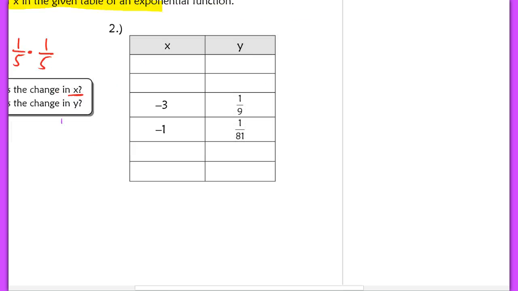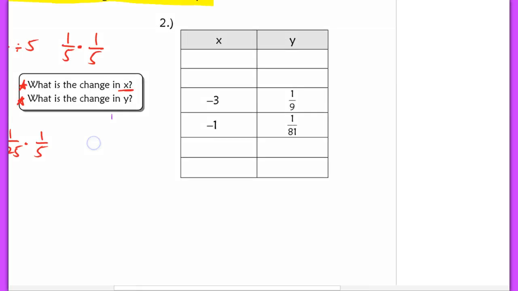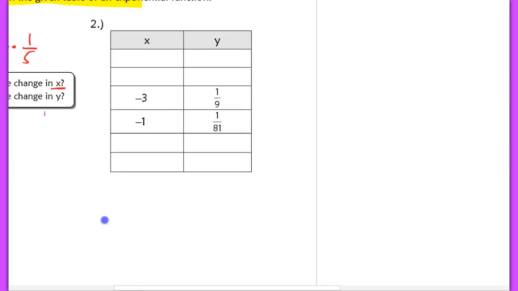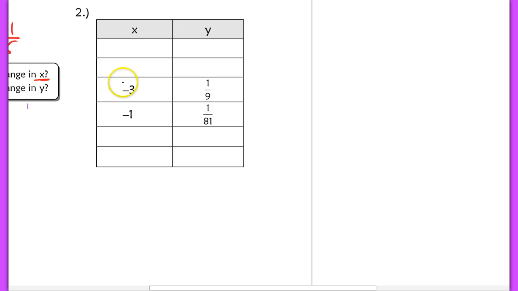Okay, now in problem 2, you're going to ask yourself the same exact questions. What's the change in x? What's the change in y? Now for the change in x, to get from -3 to -1, I would have to add 2. So I'm going to continue to add 2 here. So I would get a positive 1, then add 2 to 1, and I get 3.